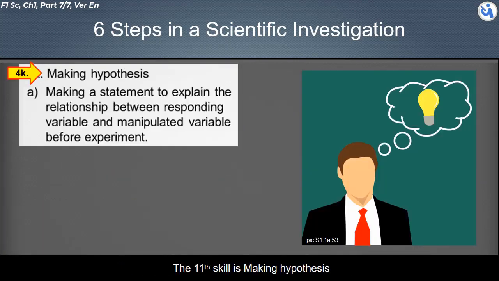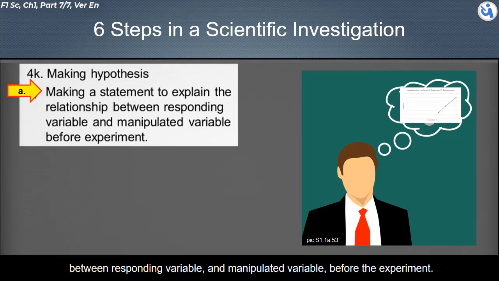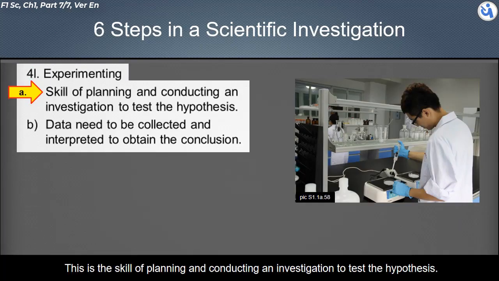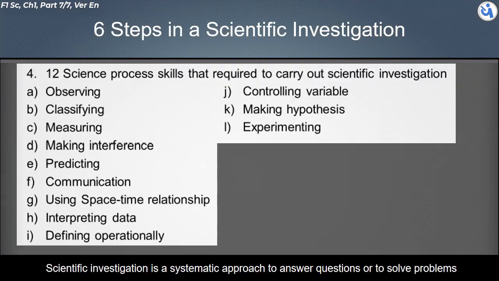The 11th skill is making hypothesis. This is the process of making a statement to explain the relationship between responding variable and manipulated variable before the experiment. The last is the experimenting skill. This is the skill of planning and conducting an investigation to test the hypothesis. Data need to be collected and interpreted to obtain the conclusion.